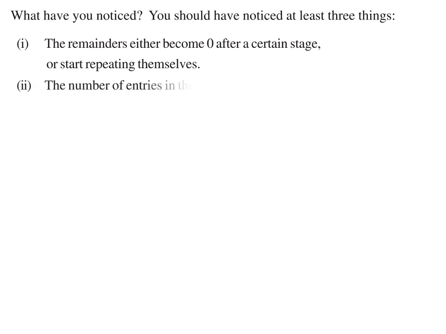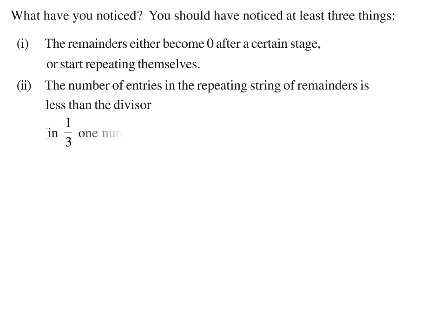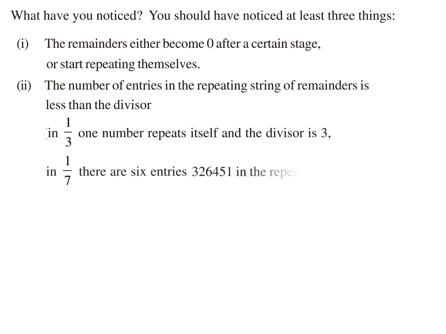Second, the number of entries in the repeating string of remainders is less than the divisor. You have seen that the repeating string of the remainders is less than the divisor. In the first question, 1 by 3, one number is repeated and the divisor is 3. And in 1 by 7 you have already noticed there are 6 entries, 3, 2, 6, 4, 5, 1, which are the repeating string of the remainders, and my divisor is 7. So you can see all numbers are less than 7. What will be the next one?